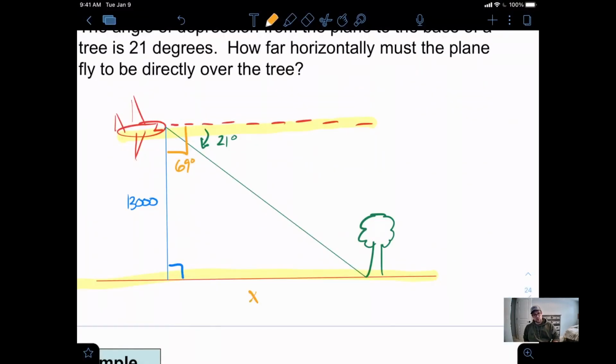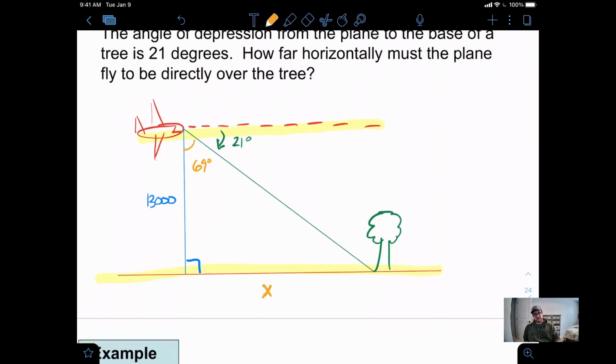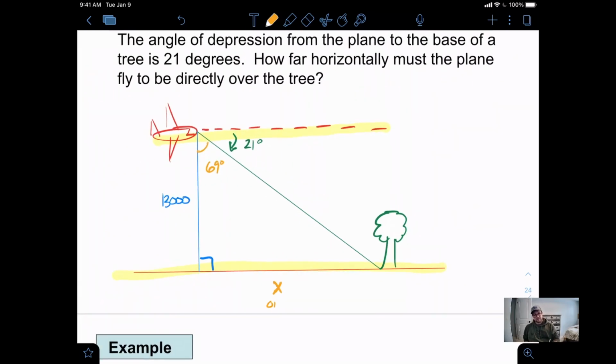Now, essentially what we're being asked to find is how far that airplane needs to travel before it's over the tree, which is x in this situation. So we have our 69 degree angle up top, right? We've set our problem up with that, so let's use that angle. Since this is our opposite side and this is our adjacent side, we want to use tangent to do it. So the tangent of 69 degrees is going to be equal to x over 13,000.